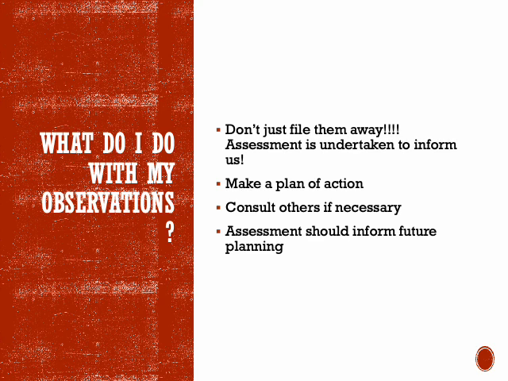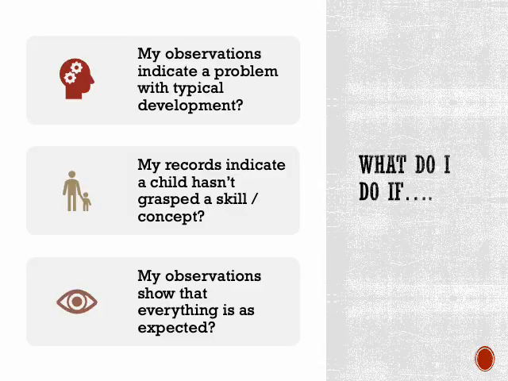Is it a problem with their motor coordination? Is it a problem with their actual body movements? Is it a problem with their eyesight? What am I worried about? I'm trying to analyze it in some form. So what do I do if they indicate a problem with some typical development? Or what do I do if it shows that they haven't grasped a skill? Or what do I do if my observations show that everything is okay?